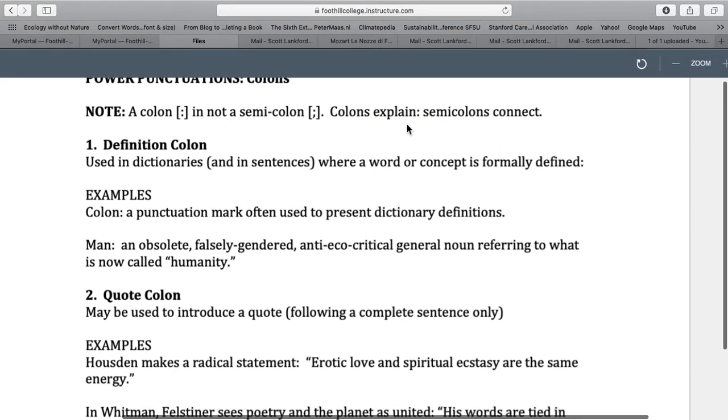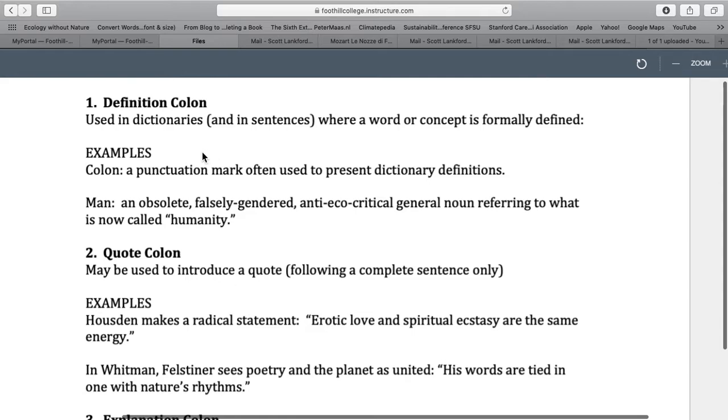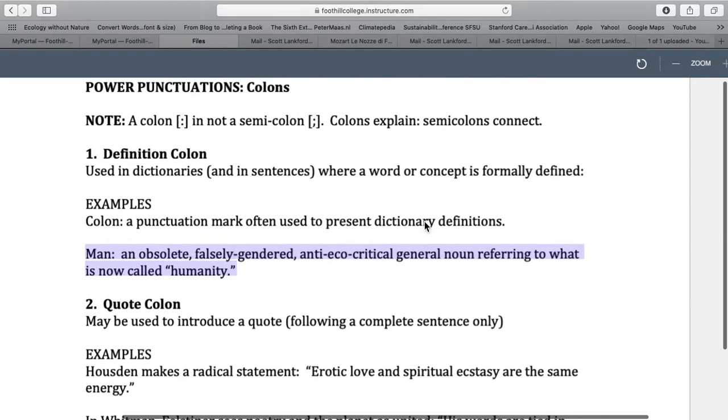So colons explain. What do I mean by that? Well, the most familiar use of colons is in dictionaries for definitions, and you can also include these kinds of definitions in your essays. It's where you want to actually literally define a word. Colon, a punctuation mark often used to present dictionary definitions. Man, an obsolete, falsely gendered, anti-ecocritical general noun referring to what is now called humanity. So, trying to be clever there, also trying to be non-gender binary. But the point is that you could put such a sentence into your paper.